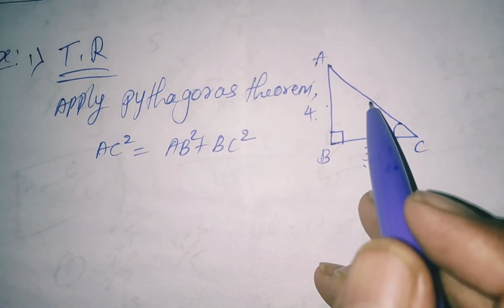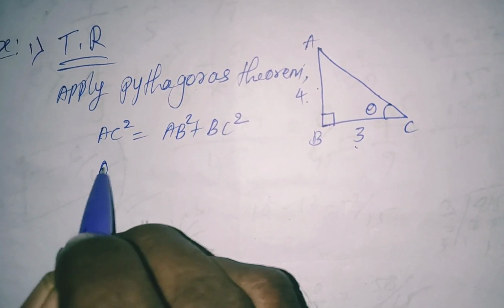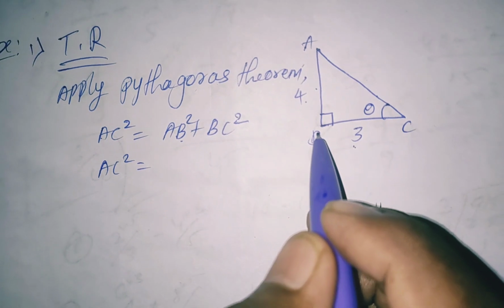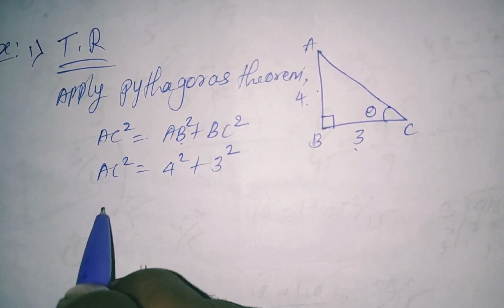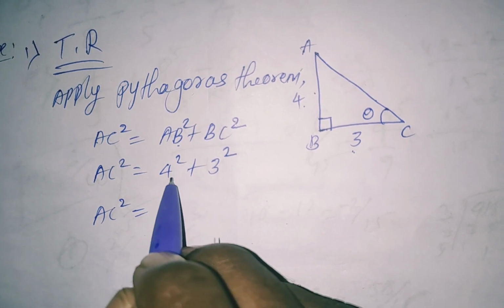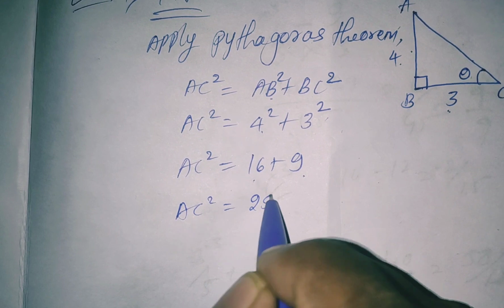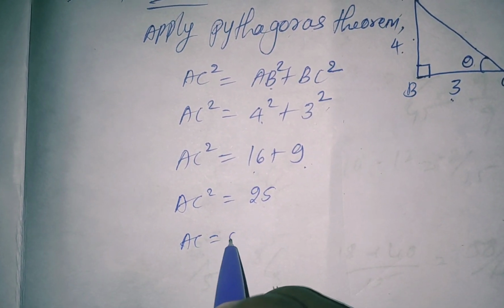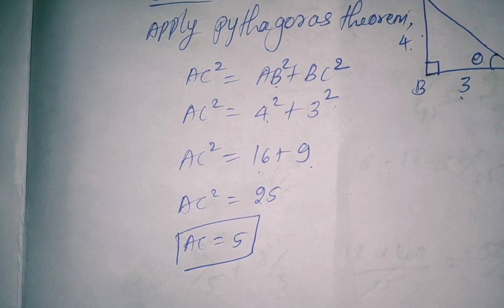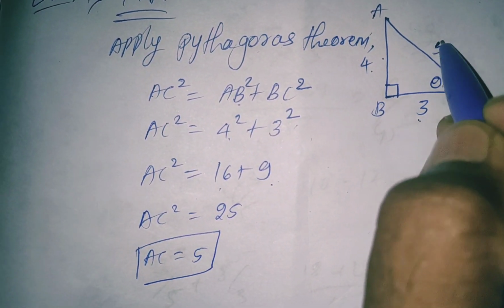Now we have to find the AC value, which is unknown. AB is given as 4, squared, and BC is given as 3, squared. So AC square is equal to 4 square, which is 16, plus 3 square, which is 9, that is 25. Then AC is equal to plus or minus 5. We take the positive 5, so the hypotenuse is 5.